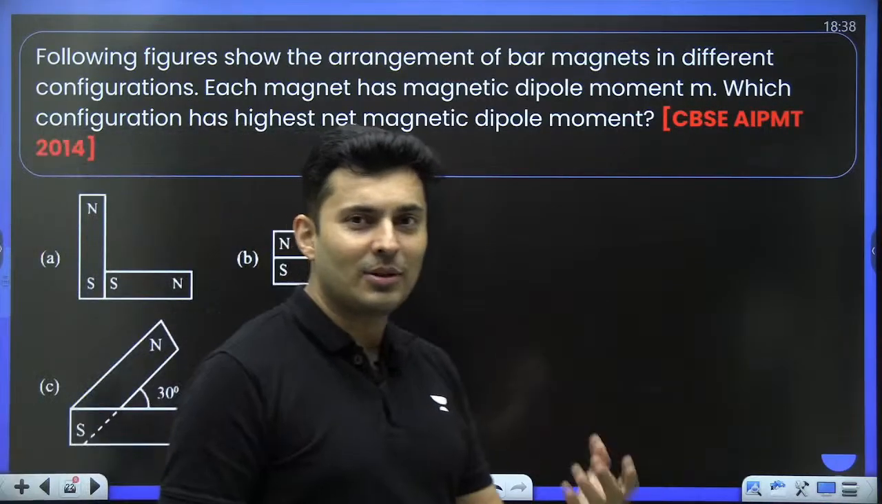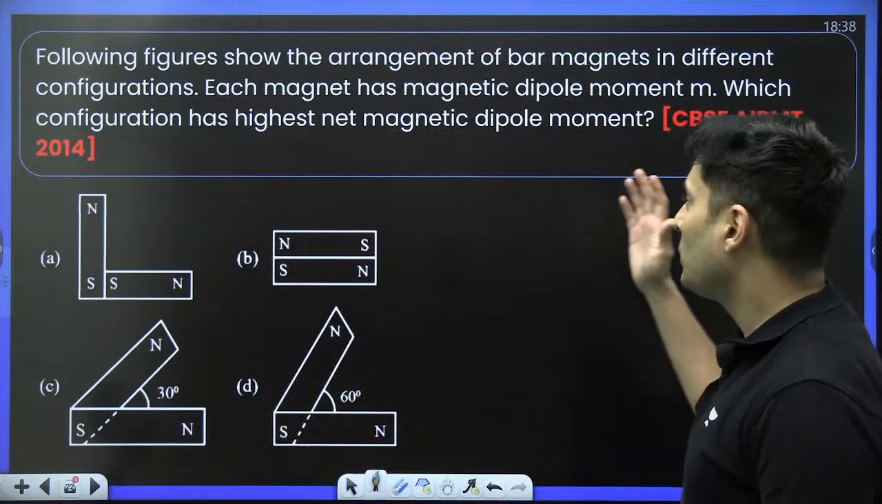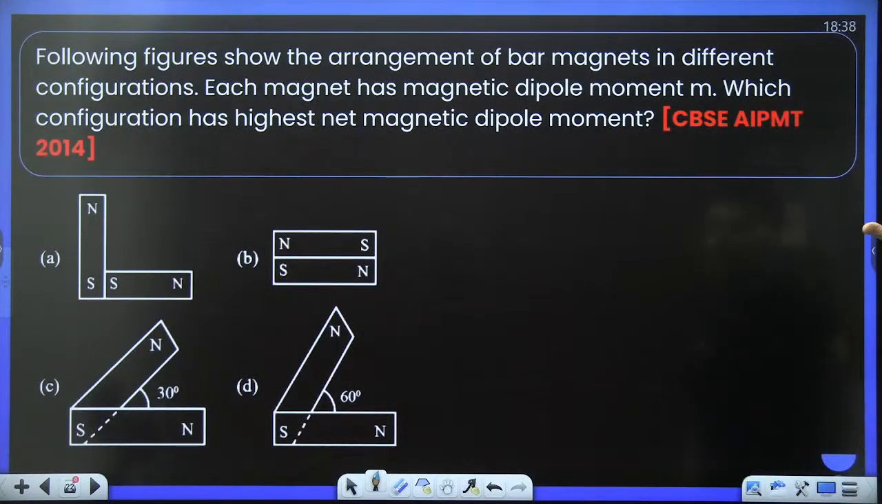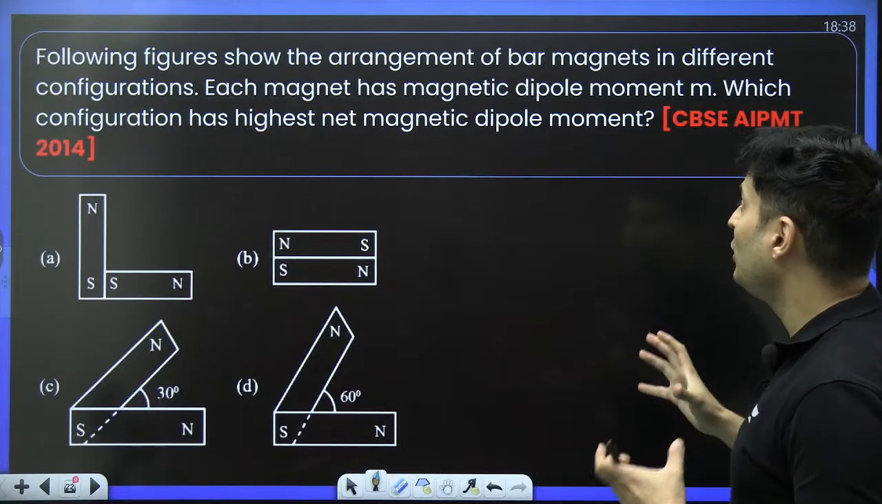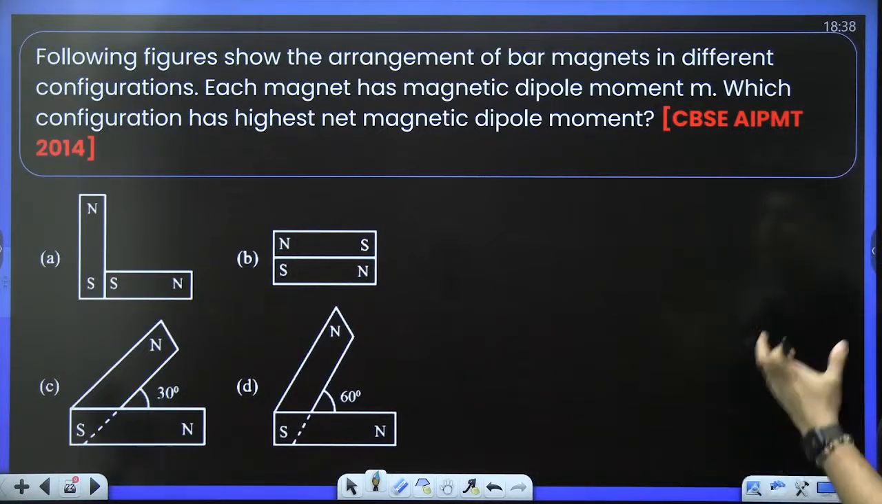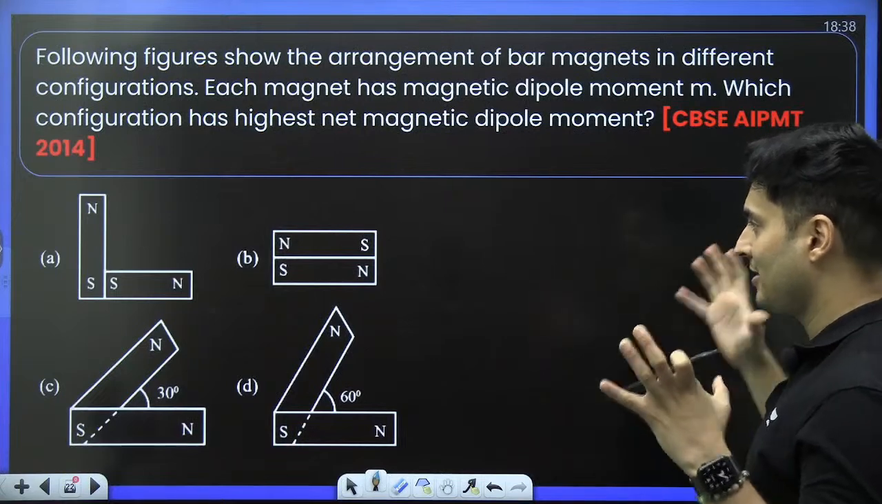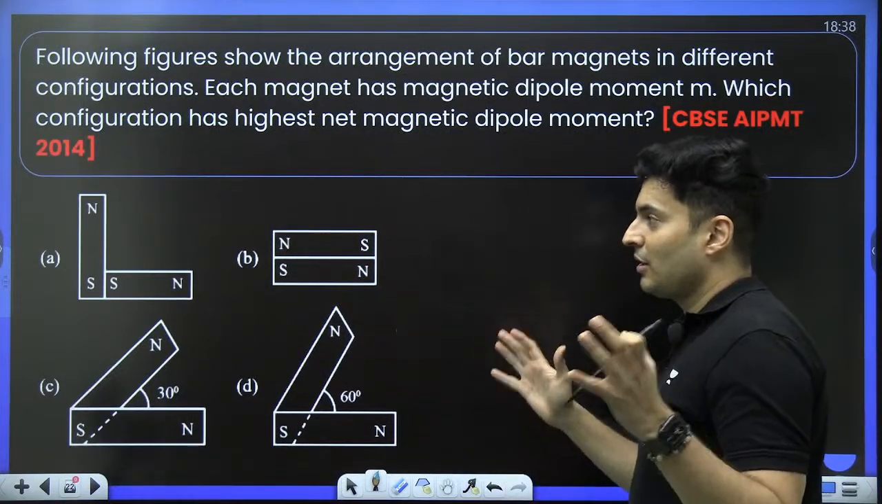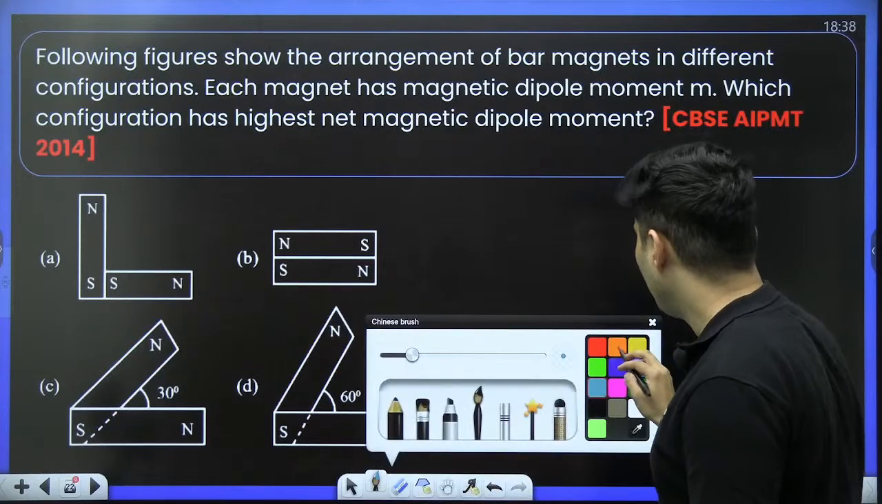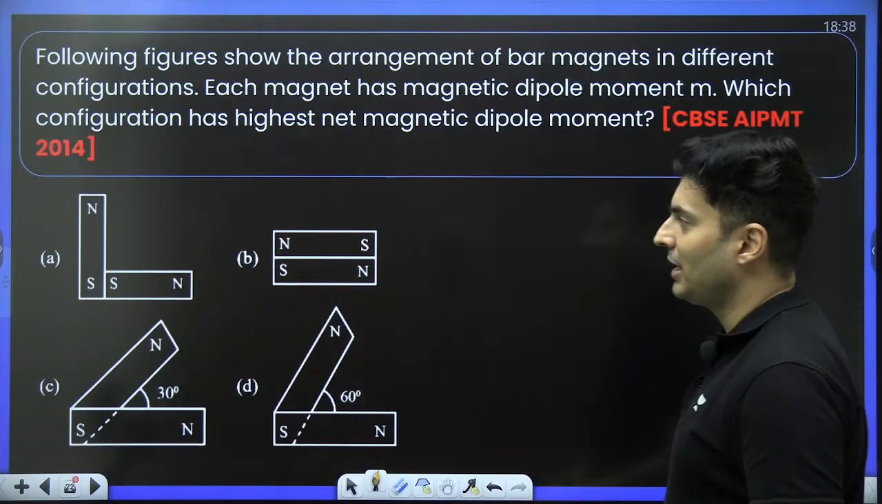Coming up on your screen, this was asked in previous years. Out of the following figures, arrangements for the bar magnets, which configuration do you think is the net magnetic moment highest? Net magnetic moment the highest. Come on, think about it. Very, very easy question actually.